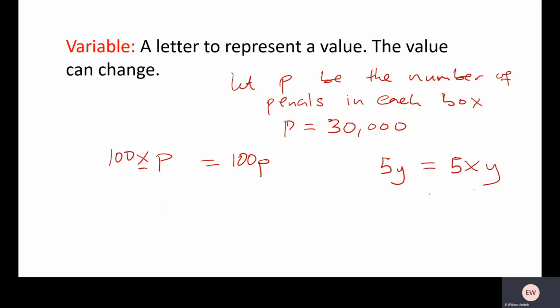Now you can't write this as y5, because you know that multiplication is commutative. Yes, multiplication is commutative, but when you are multiplying a number by a variable, you put the number first. So this one is not acceptable in math. You always bring the number first before the variable.